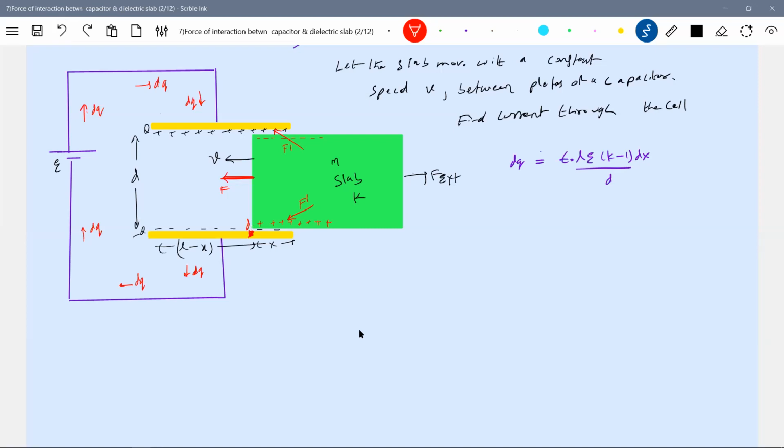This was the dx here. dx by dt is what will become v. dq by dt is what? The current. I'll differentiate this.